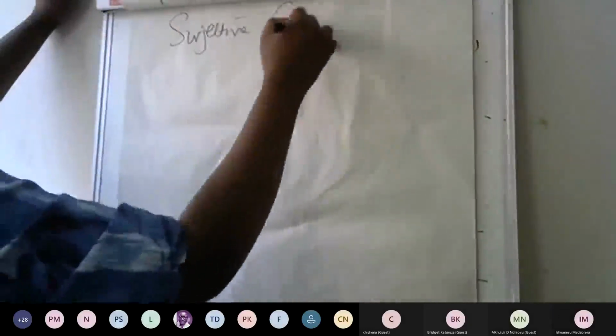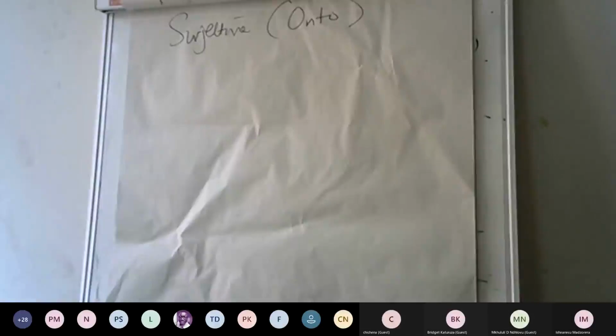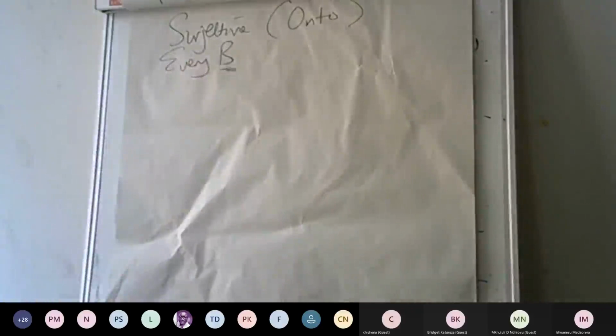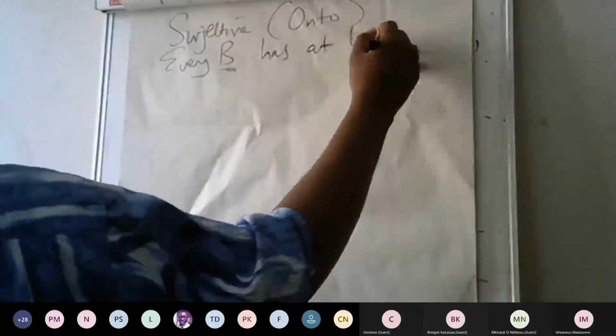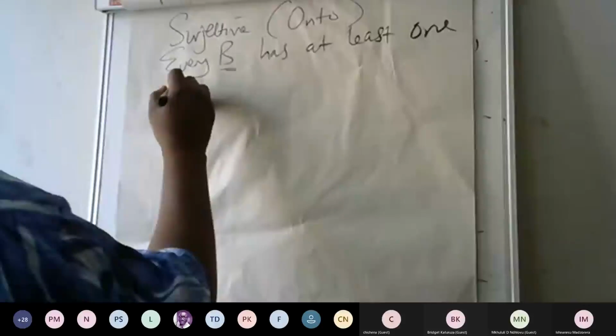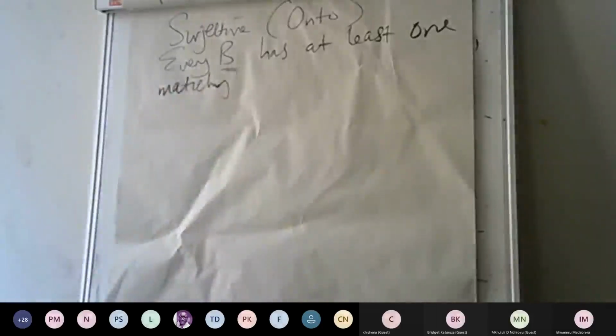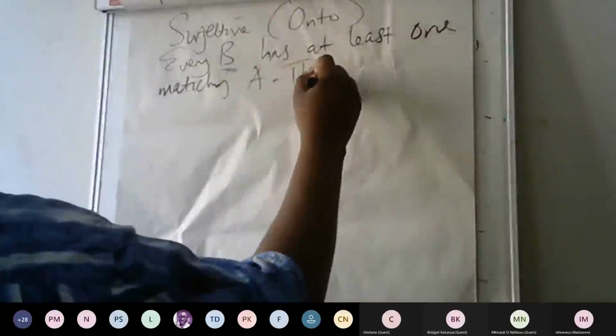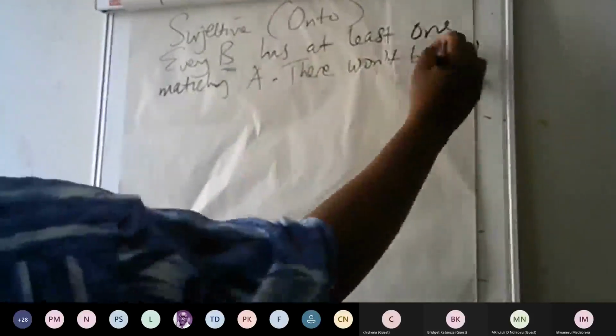Let's move on to surjective, or onto. Surjective means that every member of B has at least one matching member of A. Another point to note is there won't be a B left out.